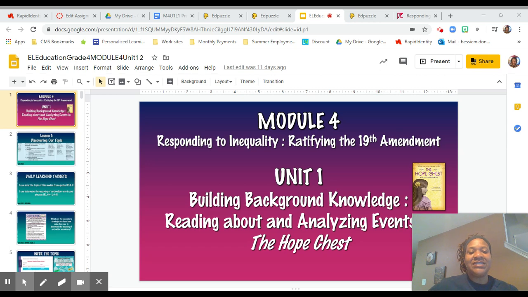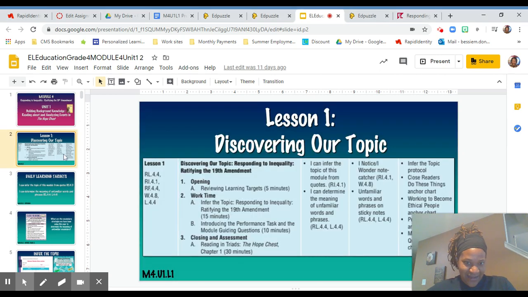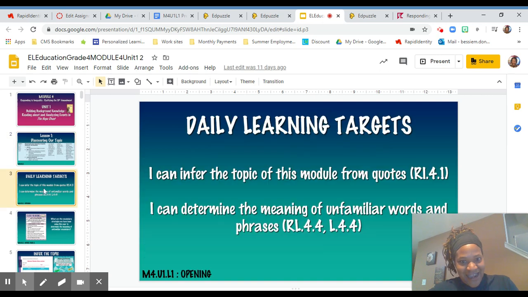I am really excited about this module. I went ahead and I cheated a little bit and I read the book. So I'm just really excited about you guys being able to read the book also. As usual, we will start with our learning targets. Our learning target for today, only one for today: I can infer the topic of this module from quotes.